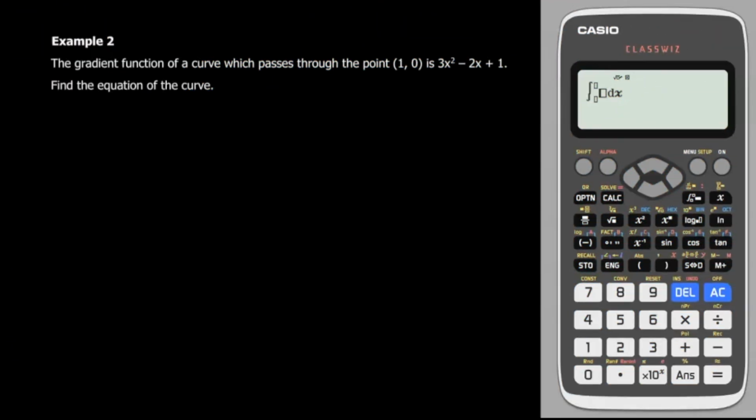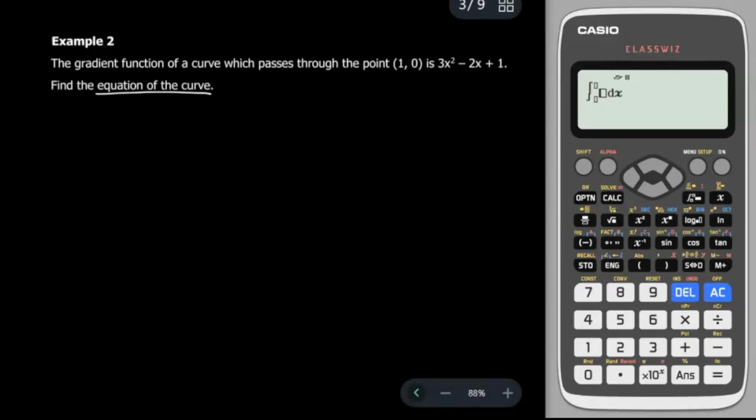Let's look at example number 2. The gradient function of a curve which passes through the point 1, 0 is 3x squared minus 2x plus 1. Find the equation of the curve. Okay, so they give you the gradient. Gradient means is dy dx. Okay, and the dy dx, so this is when x is 1 and y is 0. They ask you to find the equation of the curve.